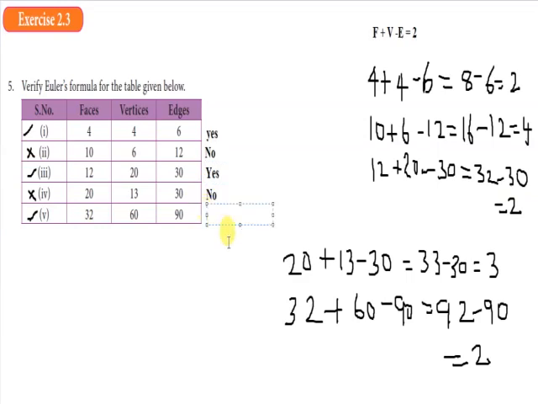So we have checked Euler's formula. Euler's formula is F plus V minus E, that is faces plus vertices minus edges, is equal to 2. Only if the answer satisfies this can we write yes. In the first, third, and fifth subdivisions the answer was 2, so we have written yes. The rest do not give 2, so we have written no. Okay, so we have finished exercise 2.3. Thank you, students.